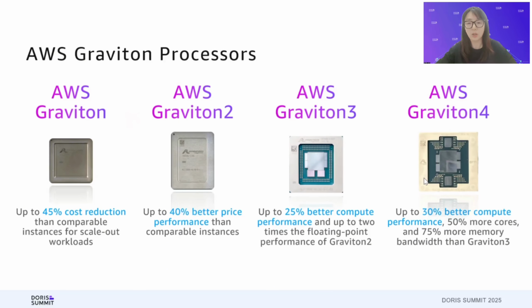Graviton 3, launched in 2021, brought up to 25% better compute performance than Graviton 2, and with enhanced capability for HPC and machine learning workloads. Graviton 4, our latest generation available now, delivers up to 30% better compute performance and 75% more memory bandwidth than Graviton 3, setting a new standard for cloud compute efficiency.